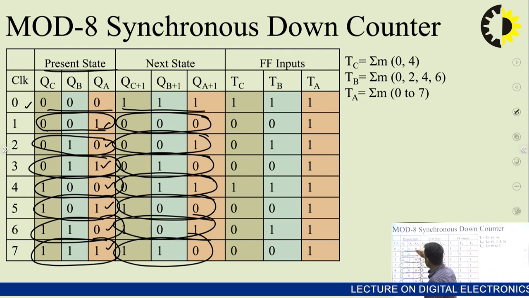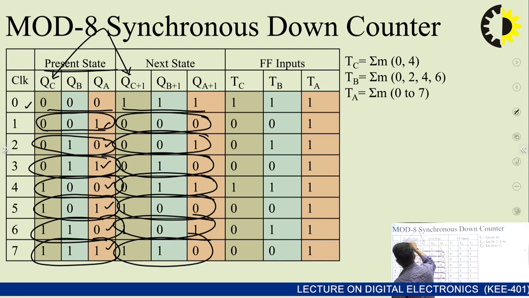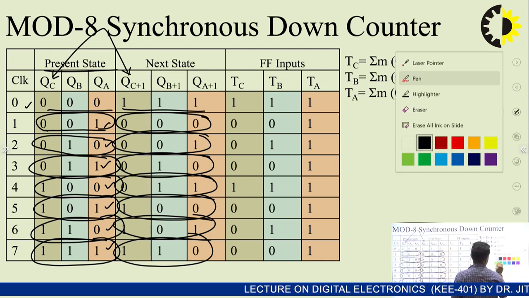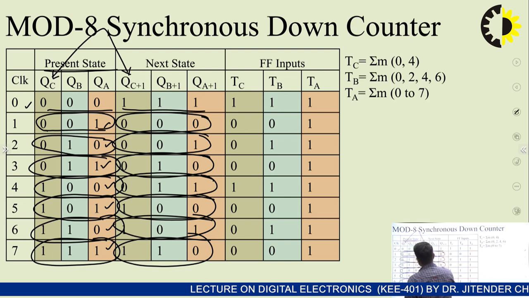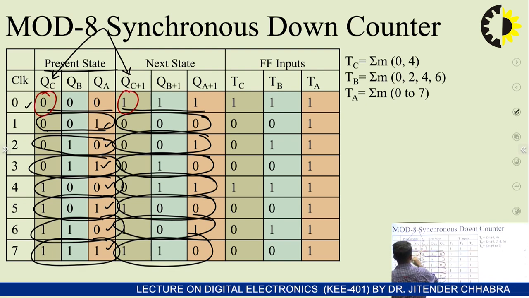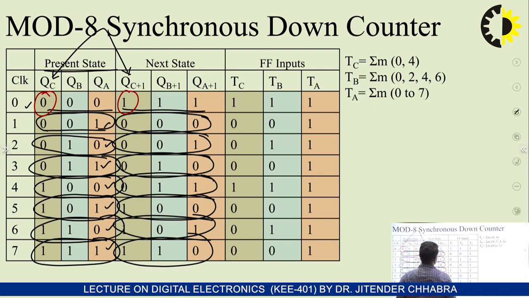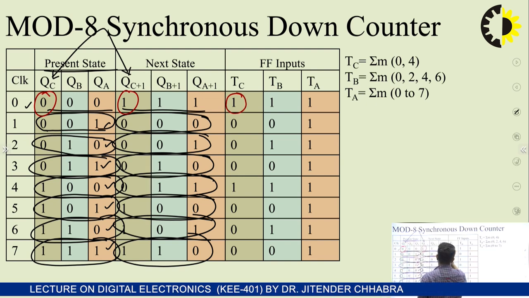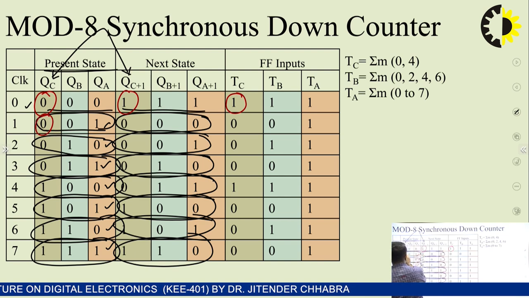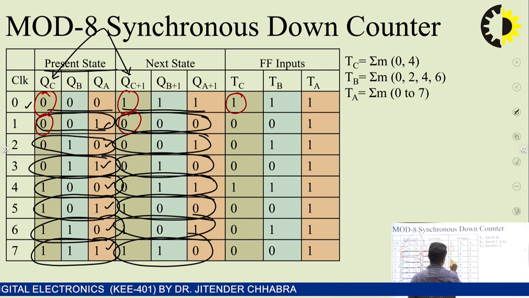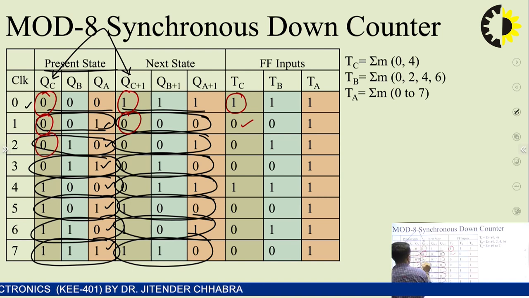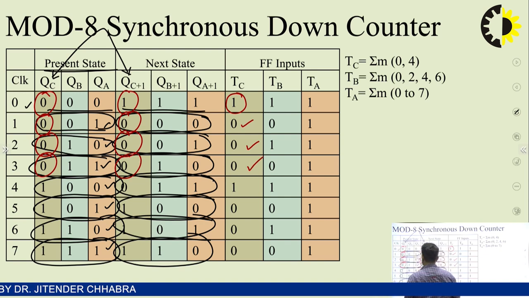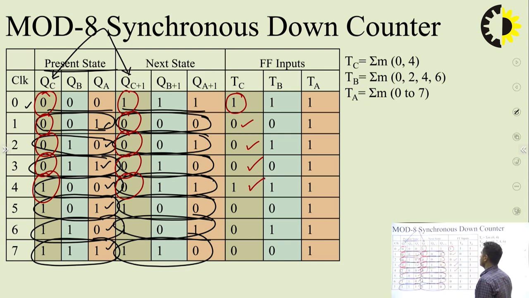That means we have to see QC and QC plus 1 and write the value for TC. Okay. So, here you can see QC is 0, QC plus 1 is 1. That means 0 to 1, output has toggled, so TC must be equal to 1. Again, you can check here 0, 0. That means output has not changed. So, T is equal to 0. 0, 0, output has not changed. T is equal to 0. 0, 0, output has not changed. Again, T is equal to 0. 1, 0, output has changed. So, T is equal to 1. Similarly, we have prepared the rest of the table for TC.